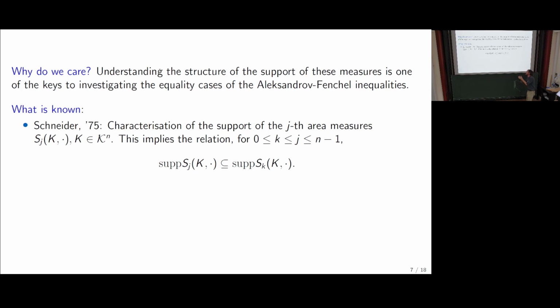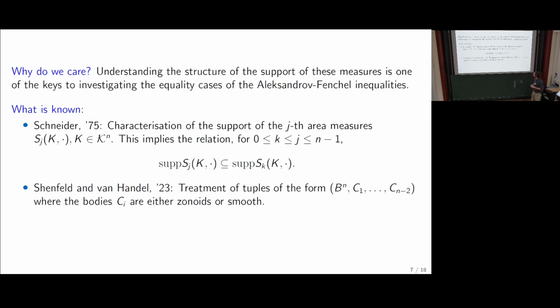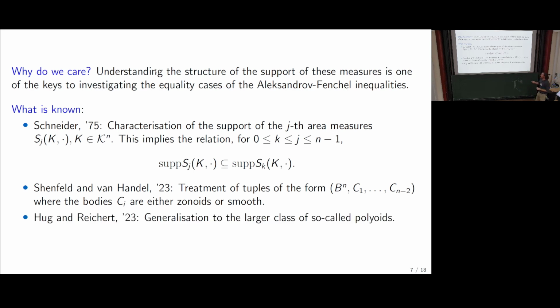Then it took some time to discover something new. So there is this beautiful paper by Schneider and Van Handel where they are able to tackle more complex problems. So either they have the ball or a tuple of bodies such that these are either smooth or zonoids, meaning just sums of segments. Okay, and then a bit later, Hug and Reichert generalized this. Instead of zonoids, one can consider even polytopes, so one considers some lower dimensional convex sets, and then just considers sums of these things.